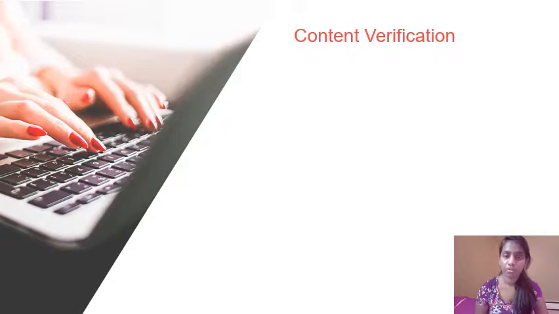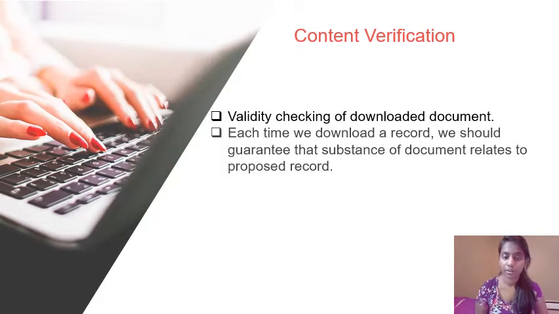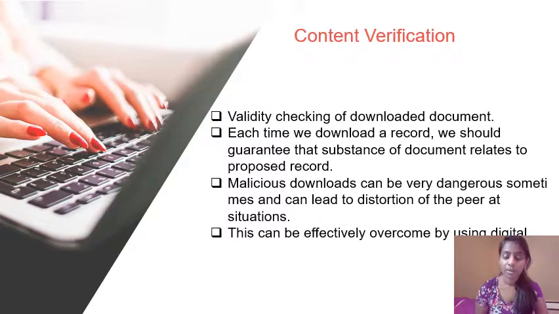The next one is content verification. The information that each peer is receiving in this network needs to be validated. Validity checking for the downloaded content: each time we download a record, we should guarantee that the substance of the document relates to the proposed record. Malicious downloads can be very dangerous sometimes and can lead to distortion of the people at situations. This can be effectively overcome by digital signature.